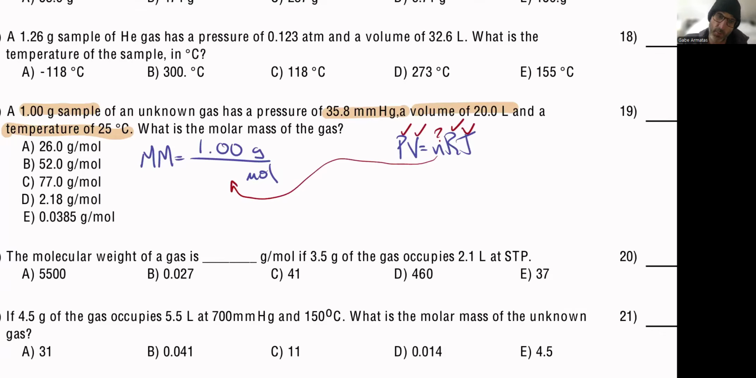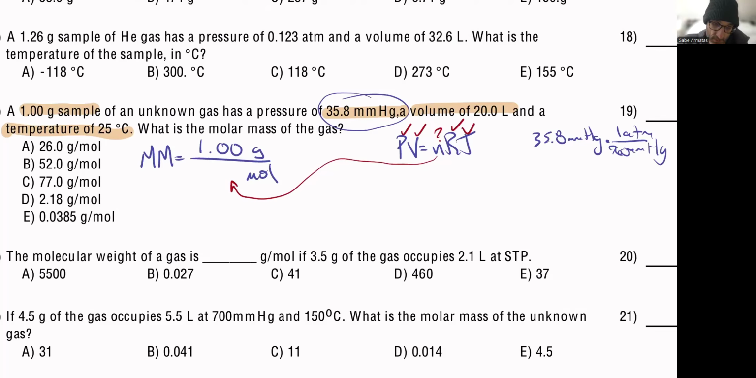So we really want to solve for moles, plug it into this molar mass equation, and we can solve it. So my pressure, 35.8 millimeters of mercury, needs to be converted. So 35.8 millimeters of mercury times a fraction. I want millimeters of mercury to go away: 760 millimeters of mercury to 1 atmosphere.